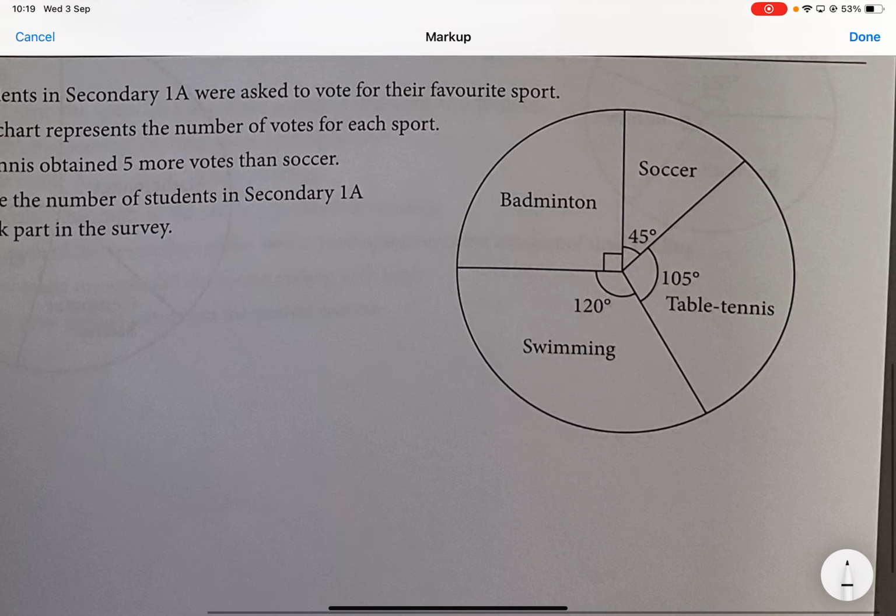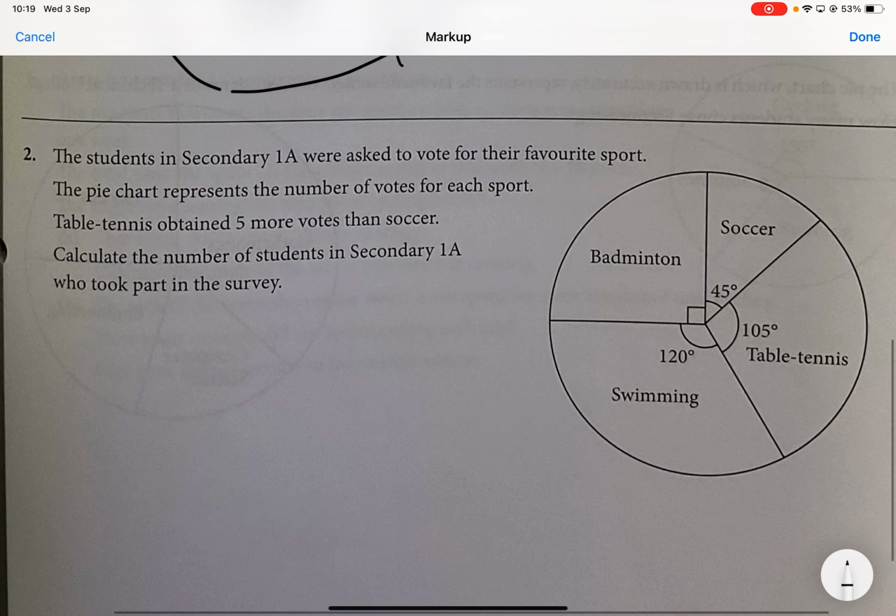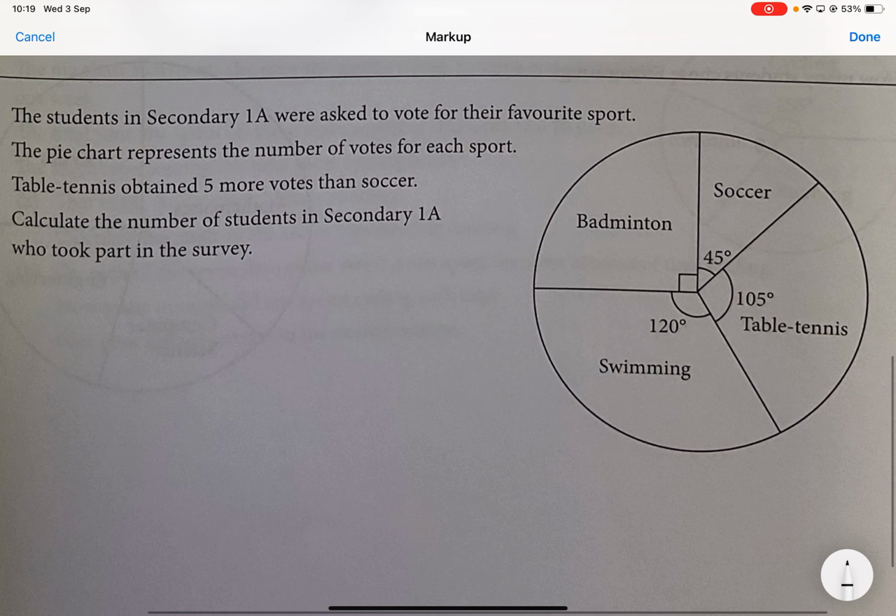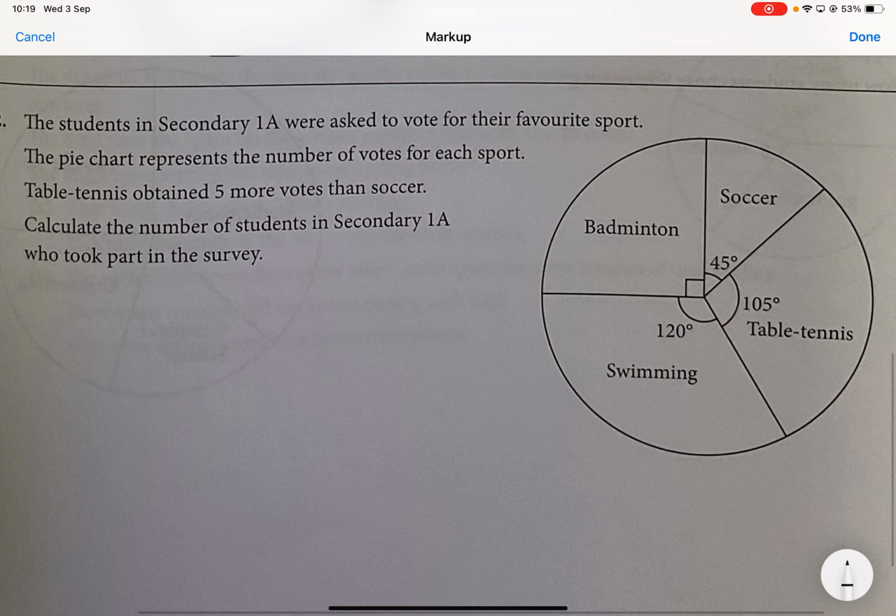Okay, let us go to question 2. Question 2 is a bit more difficult already. In fact, it is quite difficult. You need to be able to understand what they are talking about first. So number 1, these students were asked to vote for their favorite sport. The number of votes is represented by this pie chart. You can tell the favorite sport is swimming, the biggest one, at 120 degrees.